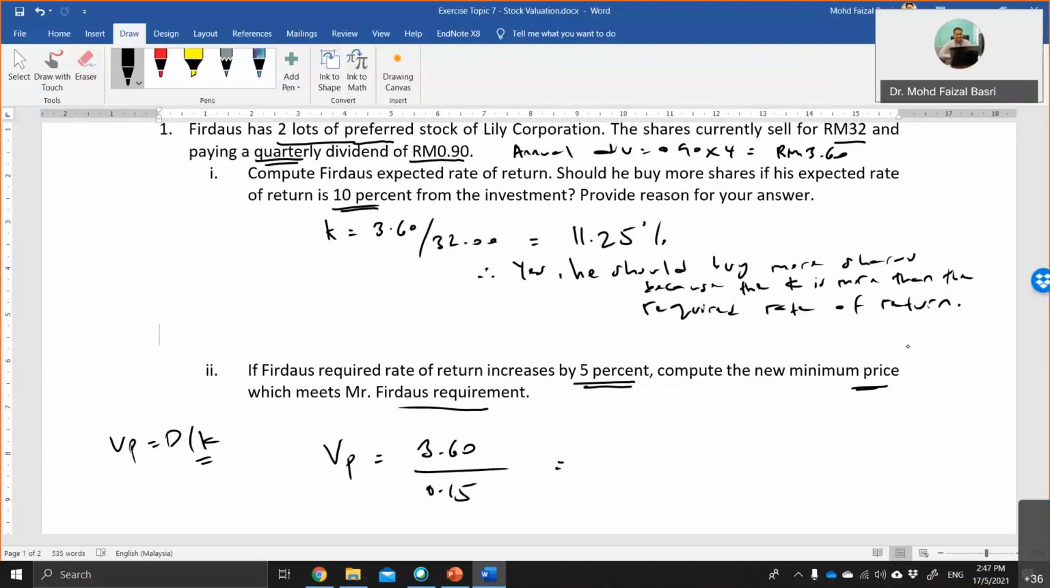Okay, so we're going to get the price of 24 ringgit. Since the question doesn't ask anything to do with decision making, you just calculate the new price, which is 24 ringgit. So that's number two.